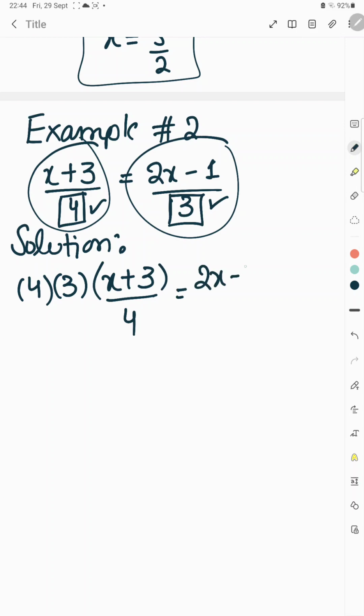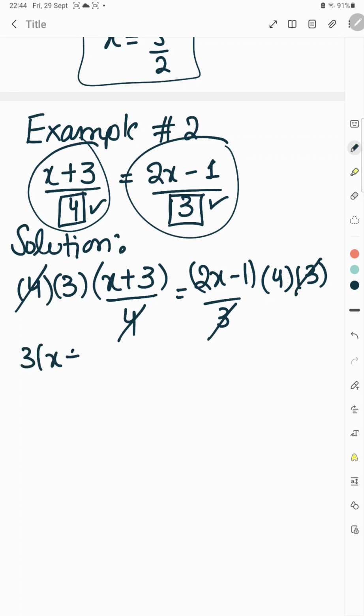So here 2x minus 1 divided by 3, and we have to multiply 4 and 3 on both sides of the equation. Now what we will do here, we have to cancel 4 and 4, 3 and 3, and we get 3 times (x plus 3) equals to 4 times (2x minus 1).